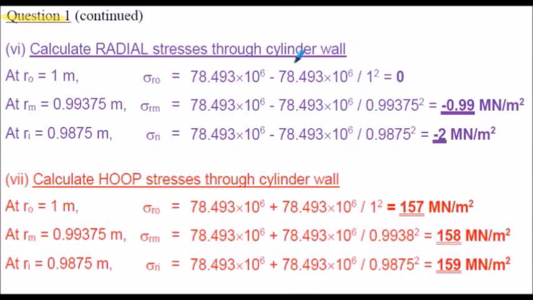Question 1 continued. For completeness, I did actually undertake my radial stress calculations throughout the cylinder wall. Putting a radius of 1 meter into the radial stress equation, we find the radial stress is 0, which of course it is. That was a boundary condition. Then putting my mean radius into the radial stress equation, I get negative 0.99 meganewtons per meter squared. And then putting my internal radius into the radial stress equation, I get negative 2 meganewtons per meter squared, which again, of course, is a boundary condition. So that's just for reference, really.